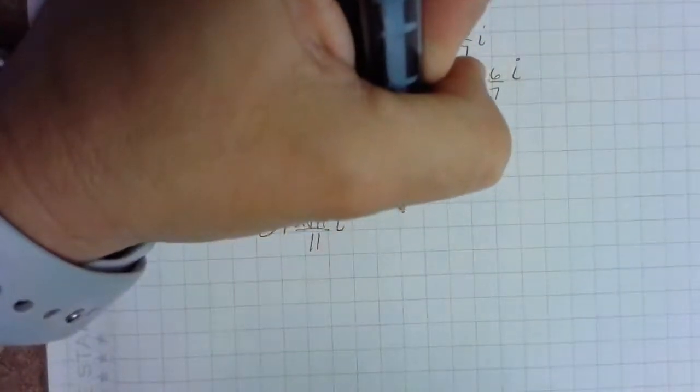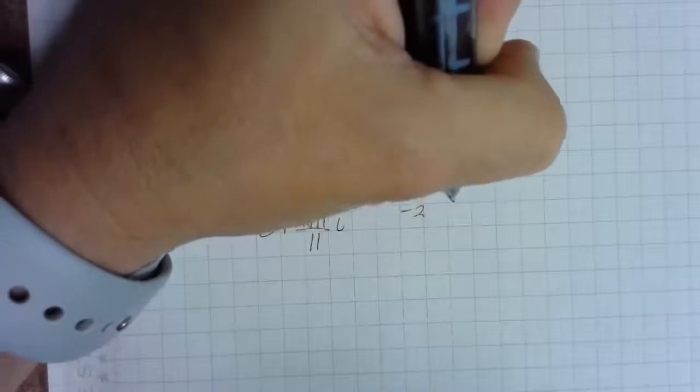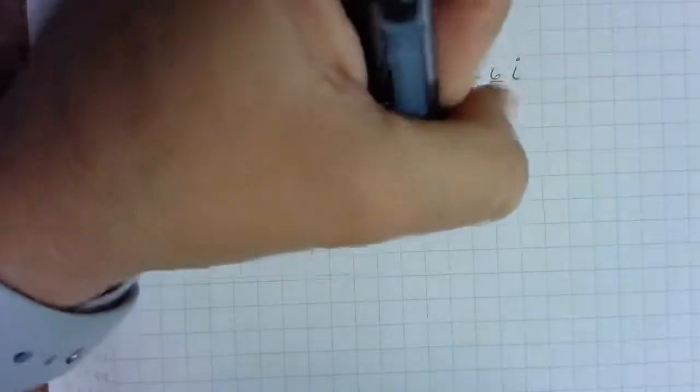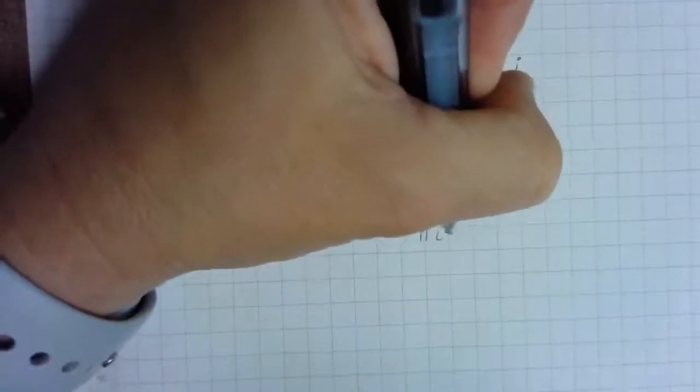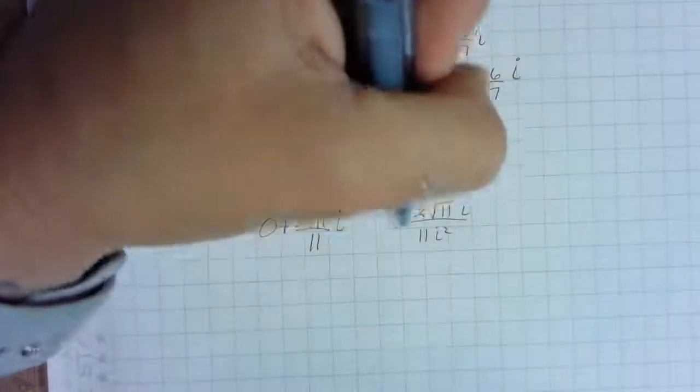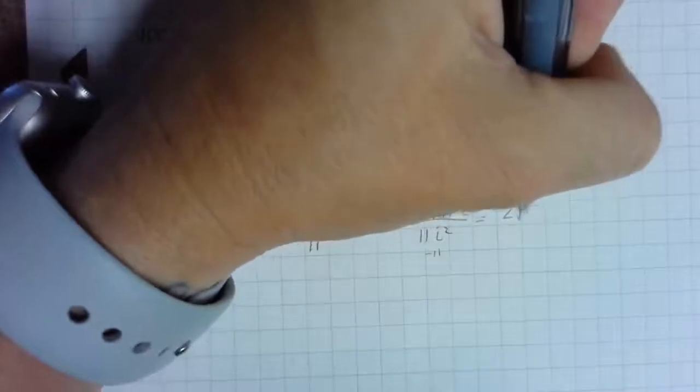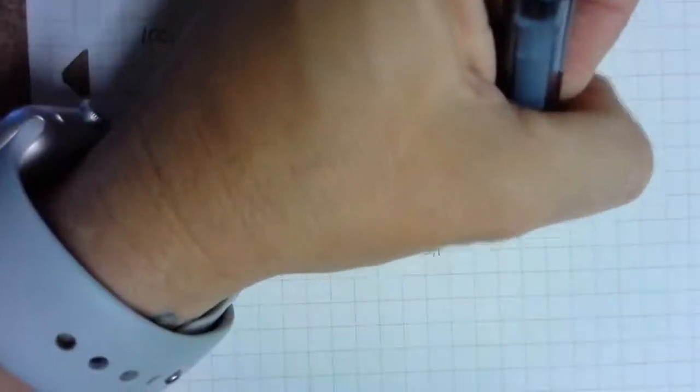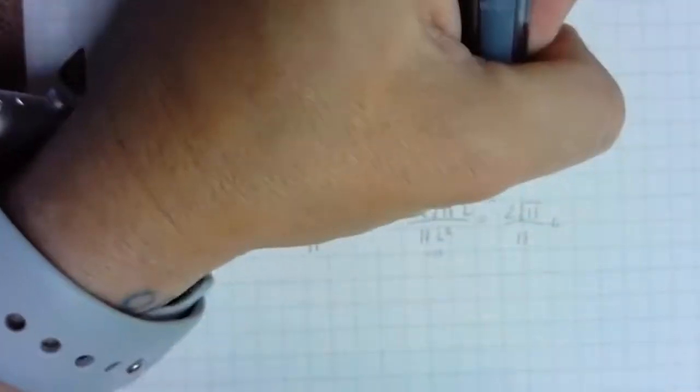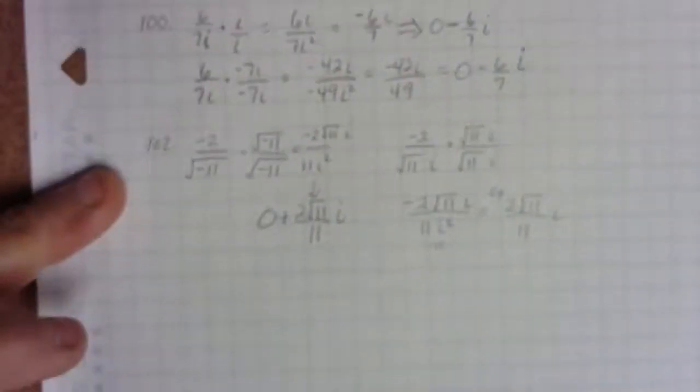On this one, we would have gotten negative 2 square roots of 11i, and then 11i squared is the denominator, which also would have been a negative 11, so we still would have gotten 2 square roots of 11 over 11i, 0 plus that, to write it in proper form.